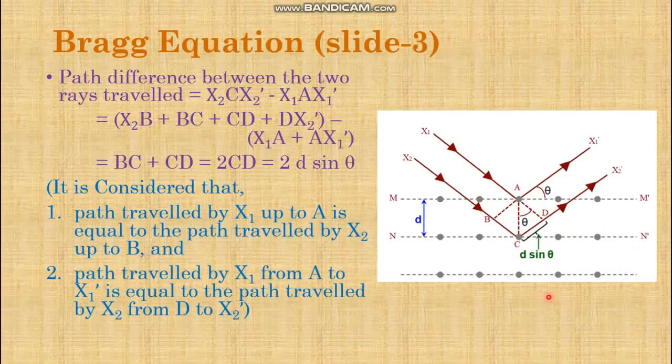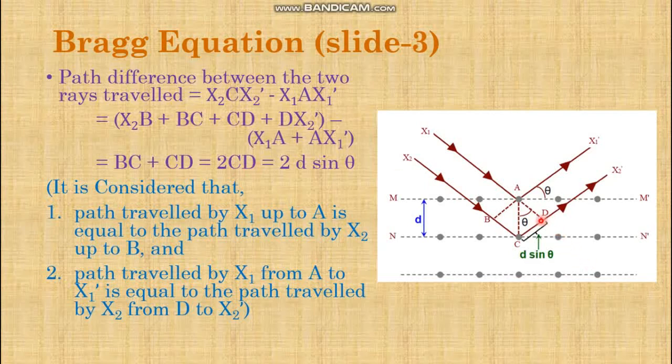So path difference. What is the path difference? The path covered by this minus the path covered by this. So x2C x2 dash minus x1A x1 dash. Their difference is this: x2B, D x2 dash, x1A and A x1 dash cancel each other, so only BC plus CD is left. Now BC equals CD, so this is 2 CD.